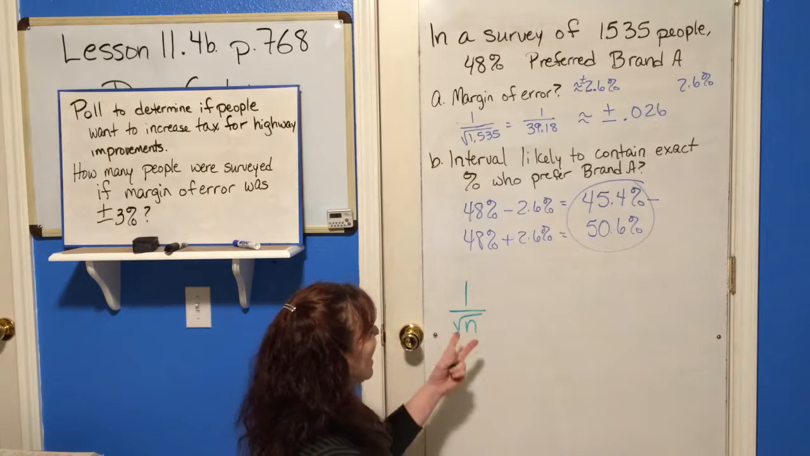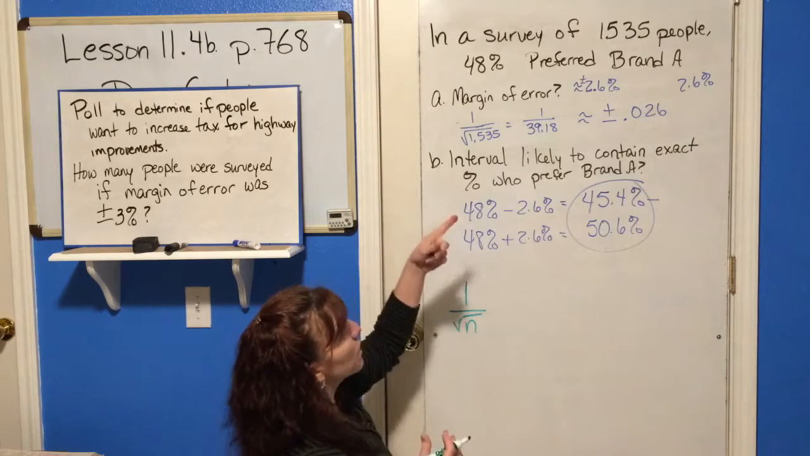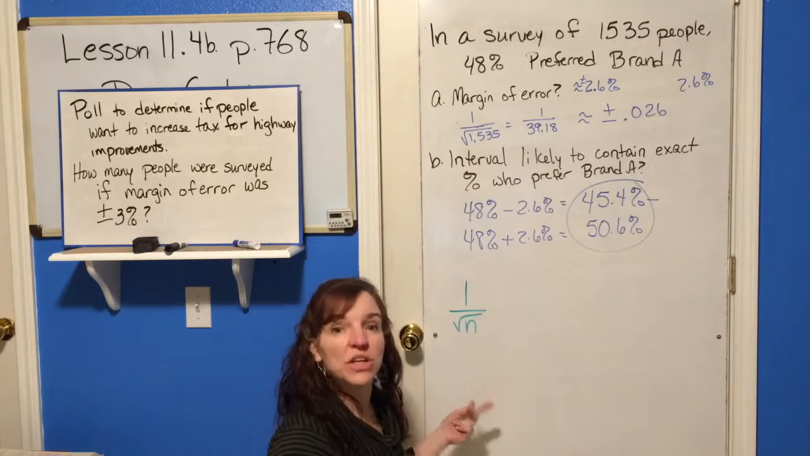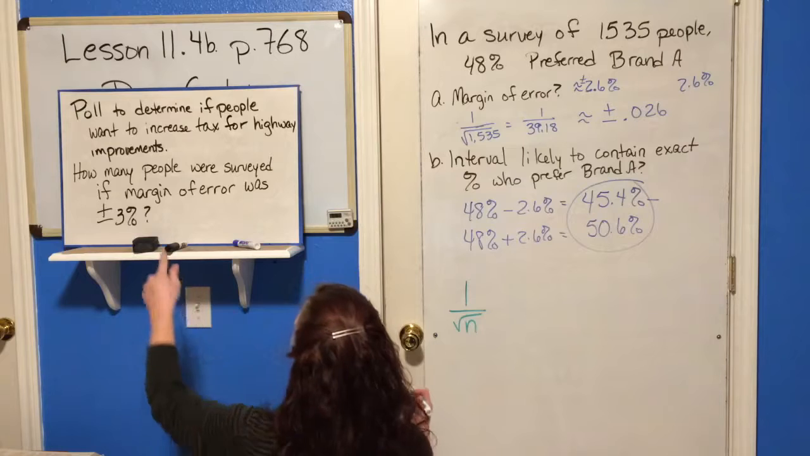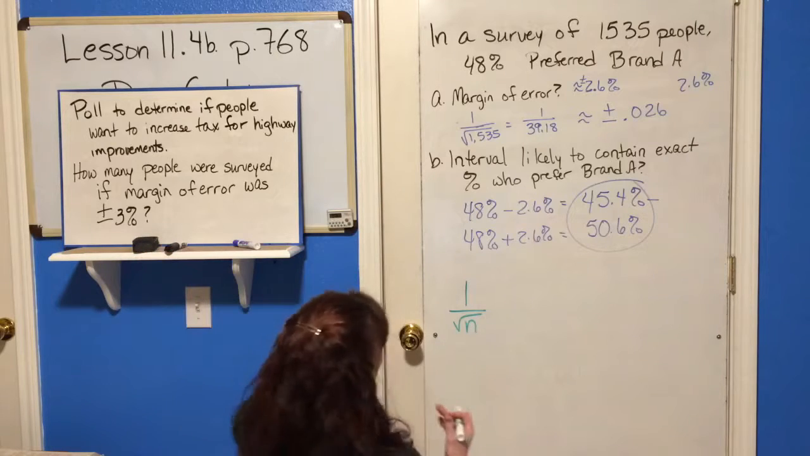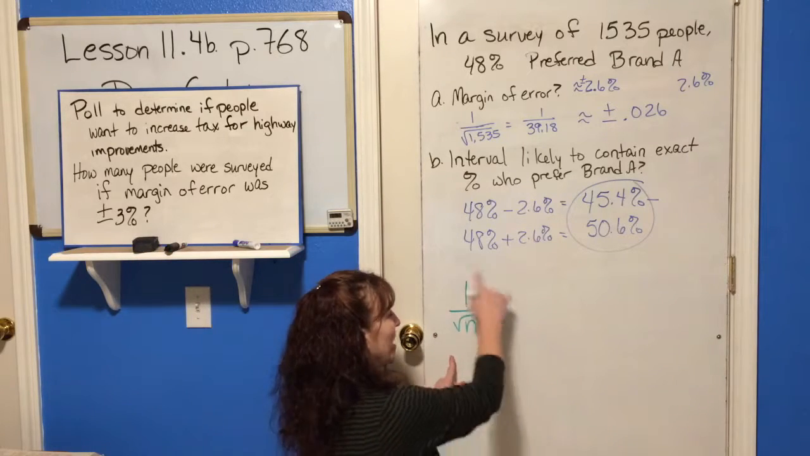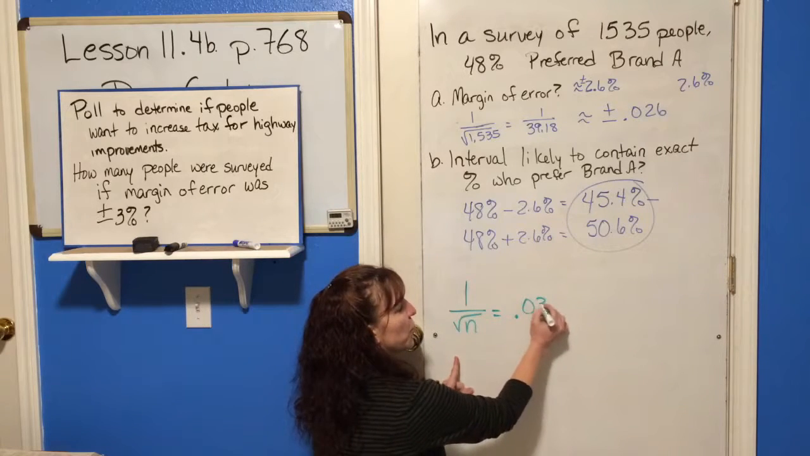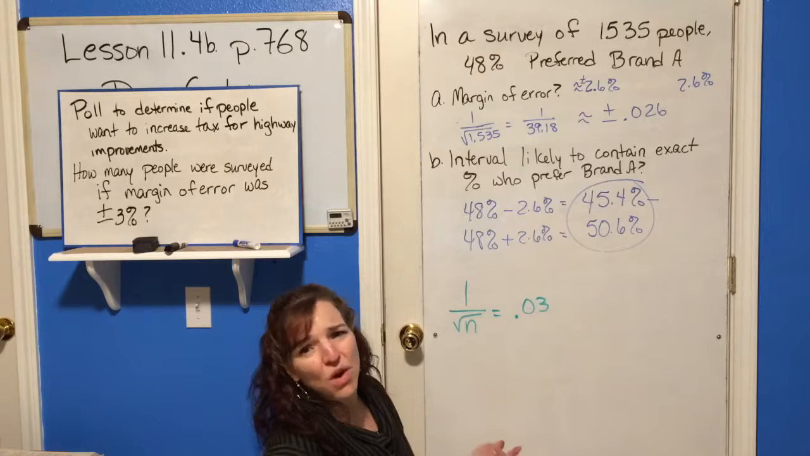Before, it was easy. We just plugged in n and solved it. Now we don't have the n. That's what we're looking for. Well, we can do that. You can solve for n. So 3% is our margin of error, which is 0.03. Now just solve for n.